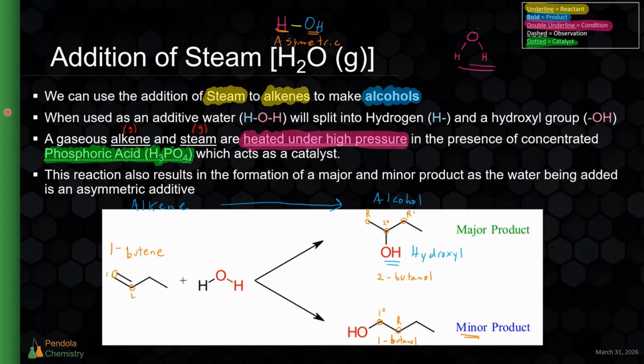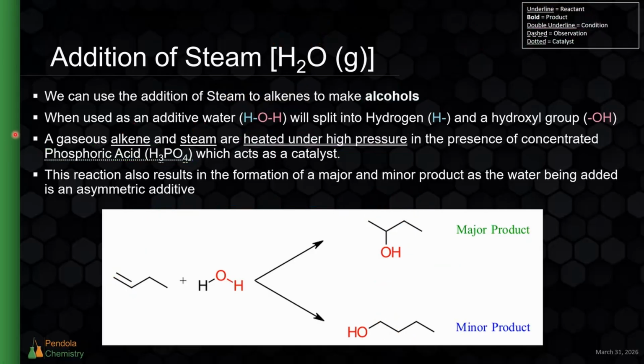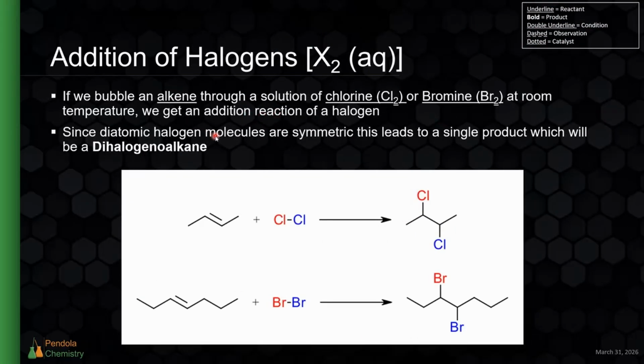But yeah, this is the reaction of steam with alkenes. The last addition reaction we're going to talk about is the addition of halogens to an alkene. Now, halogens are a little easier because they do not create major or minor products, since halogens, which are X2, and again, X being just any of the halogens, so it could be chlorine, bromine, iodine, or fluorine, are symmetric.